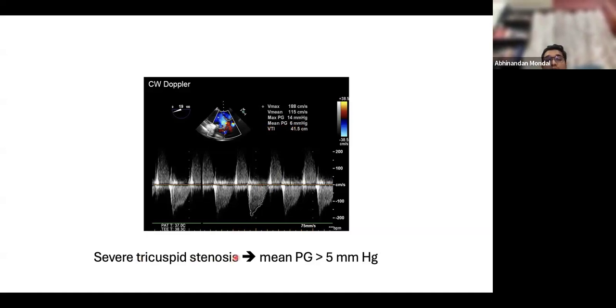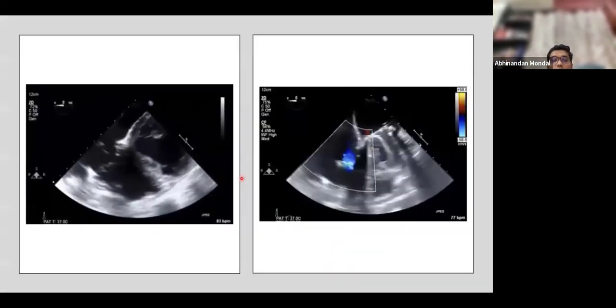In severe tricuspid stenosis, always remember there is no clear guideline on the particular echocardiographic criteria for severe tricuspid stenosis, but by consensus, if the mean pressure gradient is more than 5, it is considered severe TS. So in this patient, the patient has developed severe TS.